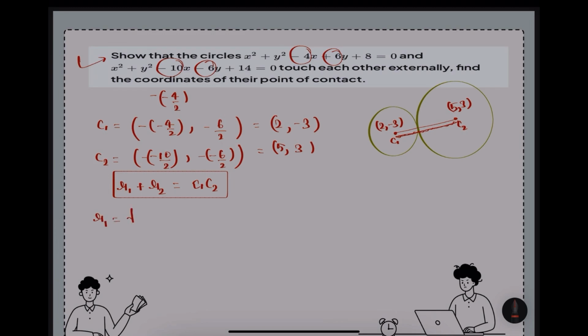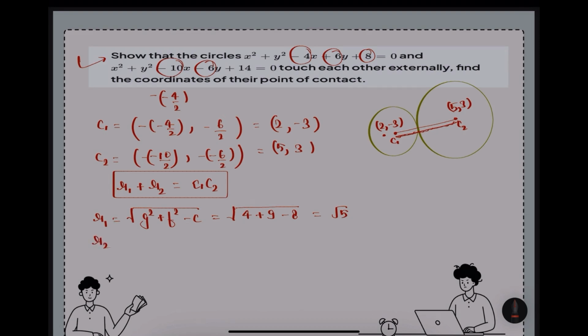So what is the radius? You know it is root of g square plus f square minus c. So for circle 1, who is g? G is minus 2. So minus 2 square is 4. Who is f? F is 3. So 3 square is 9, minus c. C is 8. Okay, so it is root 5.